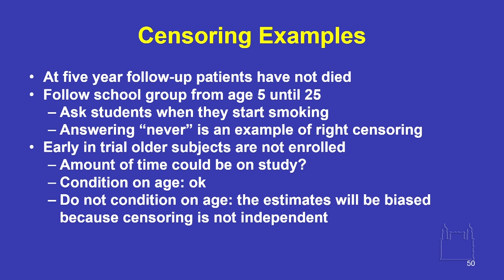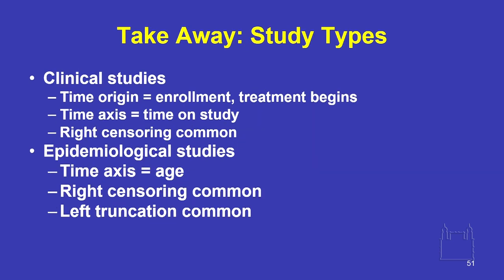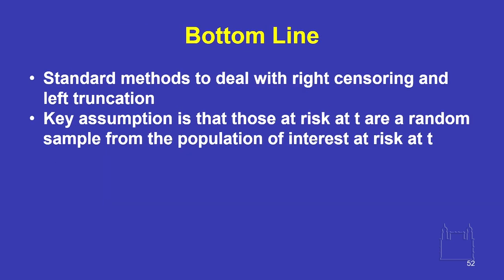Your time axis is the time they're on the study. Right censoring is common. This is what you see in a clinical study typically. In epidemiology studies, time axis might be the age. Right censoring is common. Left truncation is common. Bottom line, we have standard methods to deal with right censoring and left truncation. We will make it work, folks. It'll be all okay. Key assumption, for, I think, now the fourth time, those at risk have to be a random sample of the population of interest in order to be able to make the inference in a non-biased way. So if you're enrolling those sick patients later, you have a problem.